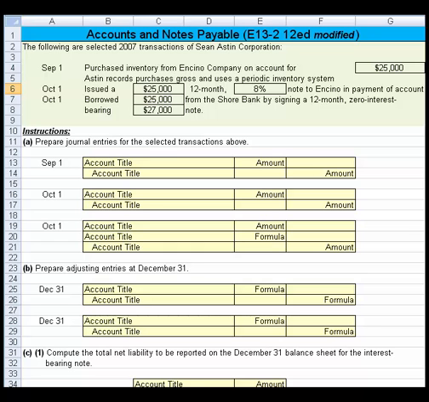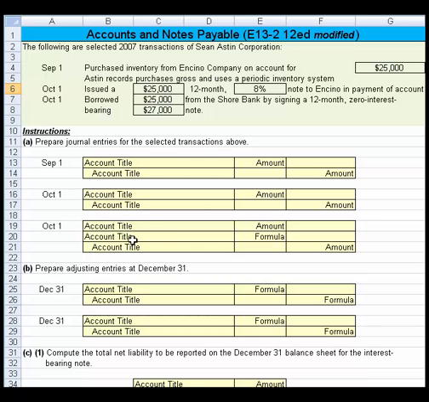On October 1st, they issue a $25,000 12-month 8% note to Encino in payment of the account. Also on October 1st, they borrow $25,000 from the Shore Bank by signing a 12-month, zero interest-bearing $27,000 note. All right, let's record those transactions.